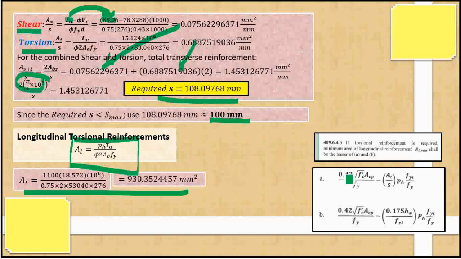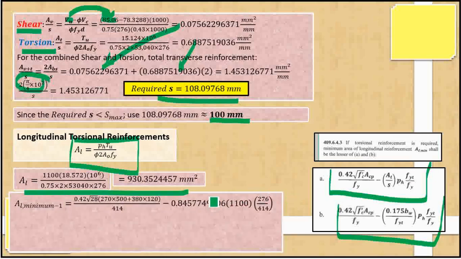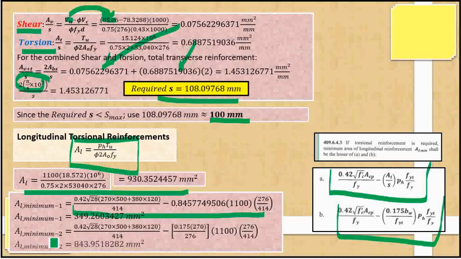So, yung AL minimum natin is given by two formulas. Ito and ito. So, since may dalawa naman, meron naman na tayong values ng dalawang to, pwede na natin ito gamitin or direct substitution na natin. So, AL minimum 1, ito yung kakalabasan na equation niya. So, napakahaba, di ba? So, hindi ko na sabihin niya, syempre. So, AL minimum 1 is equals to 349.26 mm squared and AL minimum 2 is equals to 843.95 mm squared.